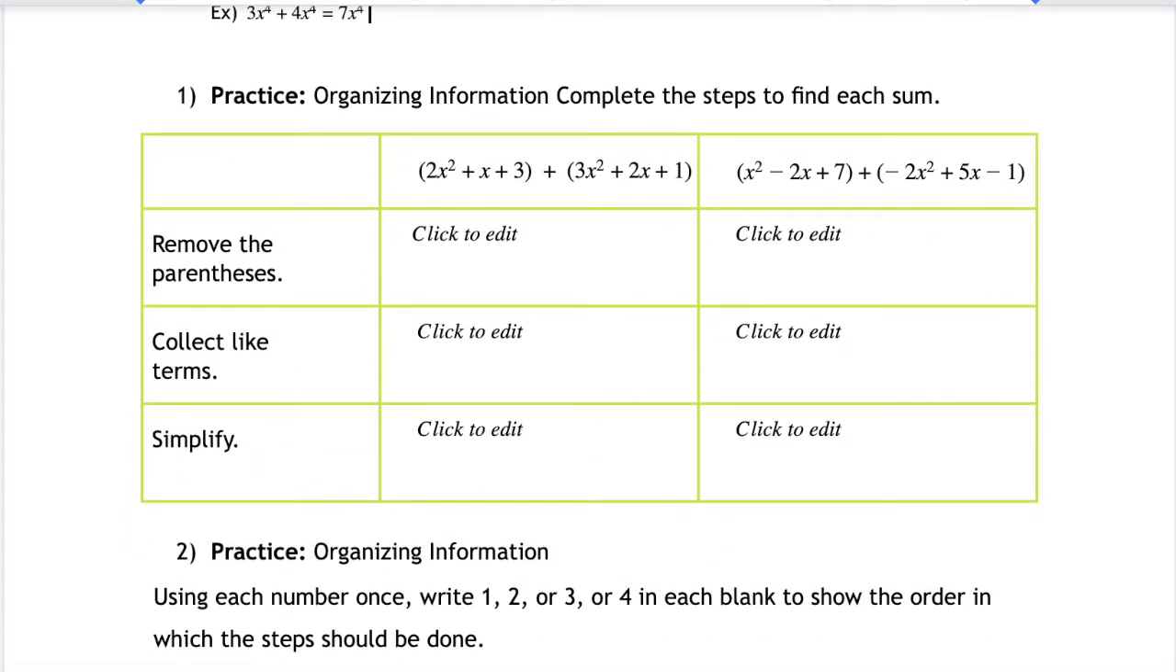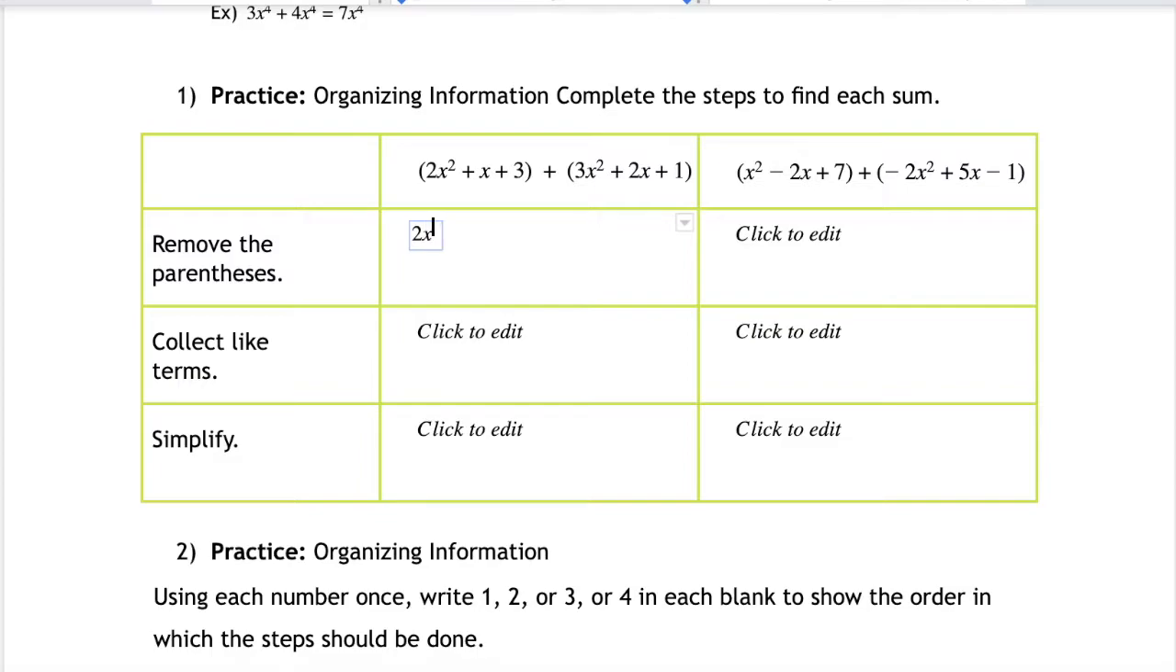So let's go into some examples of how we can use combining like terms in order to find sums or add polynomials. Let's look at this first example. It tells us that our first step when we're adding polynomials together is to remove the parentheses. So I'm going to click to edit, delete that so I can just start fresh, and get rid of the parentheses.